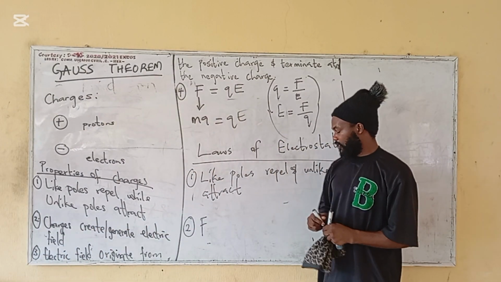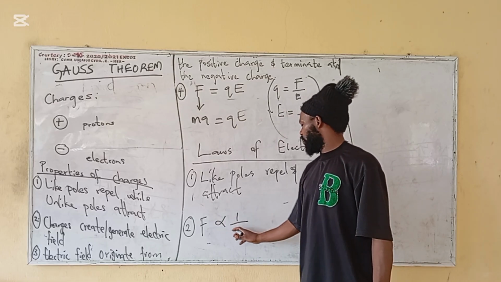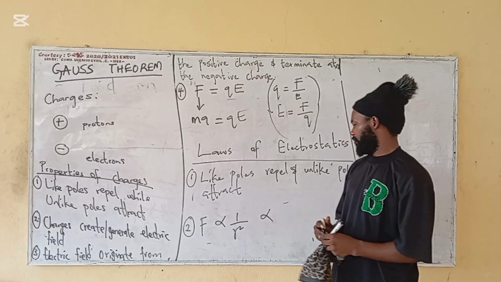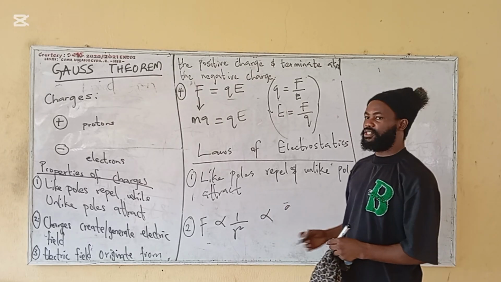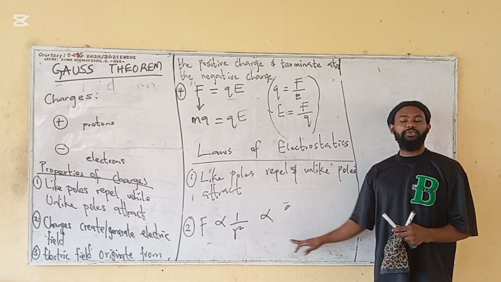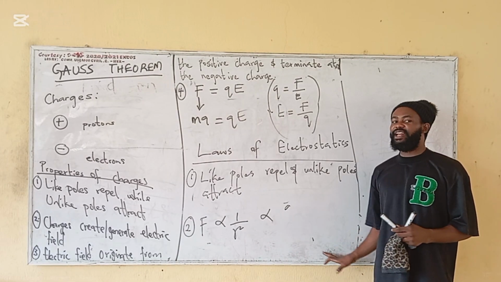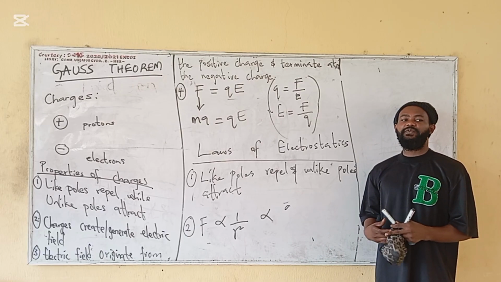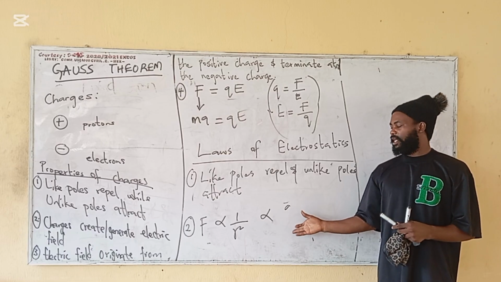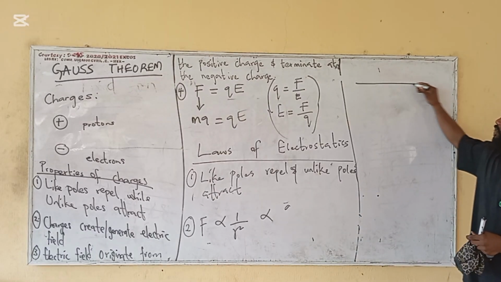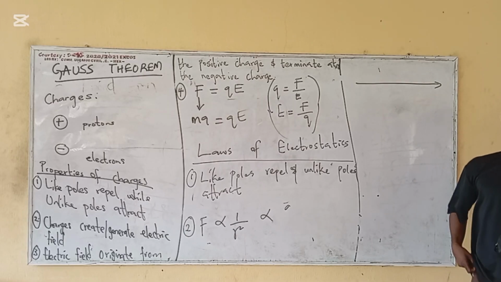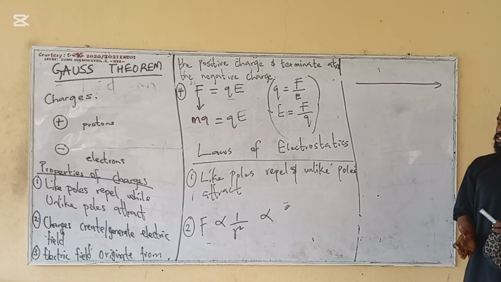So the second law states that force is inversely proportional to the square of the distance apart, and directly proportional to the product of the two charges. We can simply say that this law, which we normally attribute to Coulomb, was first of all given by Faraday. But he didn't have enough proof to back it up. Faraday is also the one that gave us this thing we normally call lines of charge, electric field lines. But Coulomb is the one that perfected it.